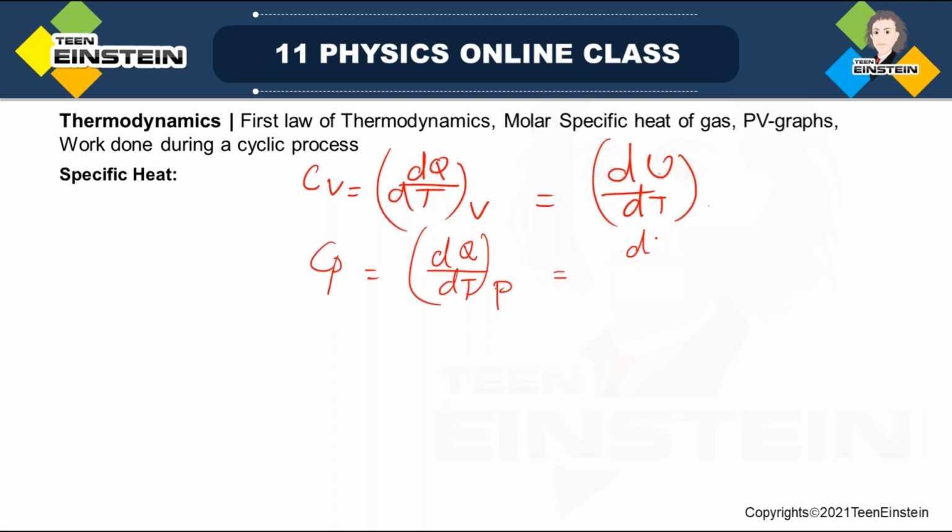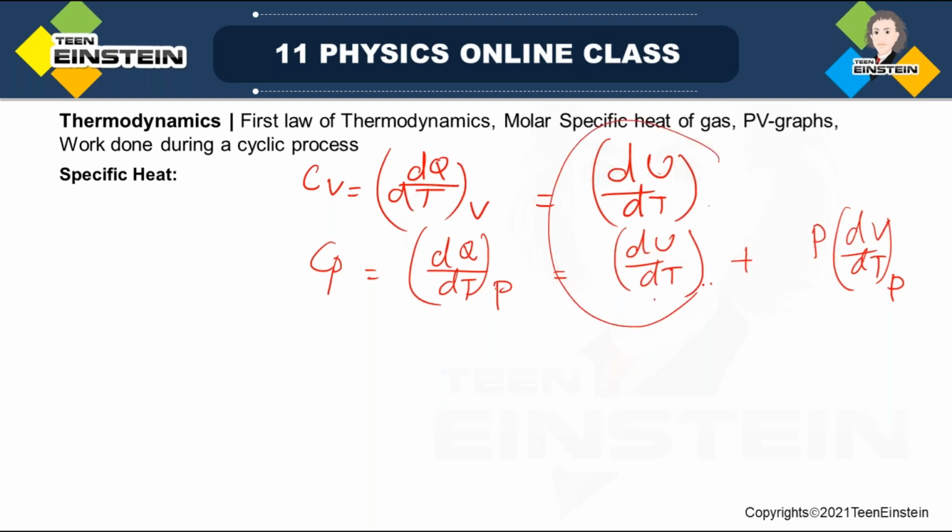So this will be dQ/dT at constant pressure plus P dV at constant pressure. So this term, this index we can remove because internal energy does not depend on volume and pressure both. So among these two specific heats, see both the right hand side.